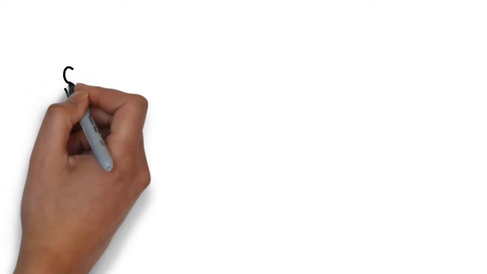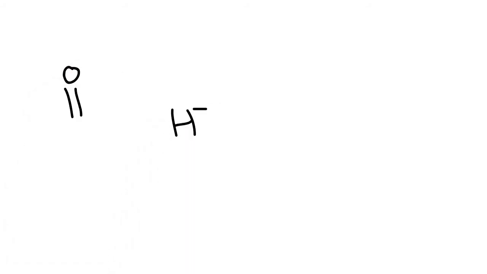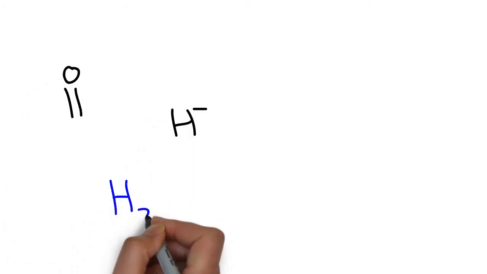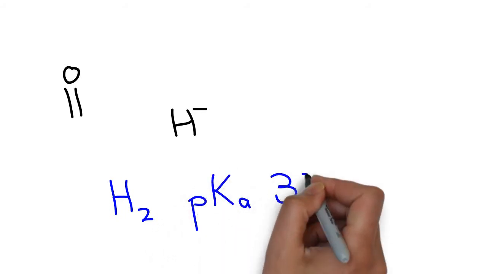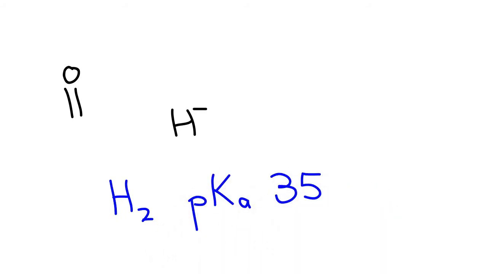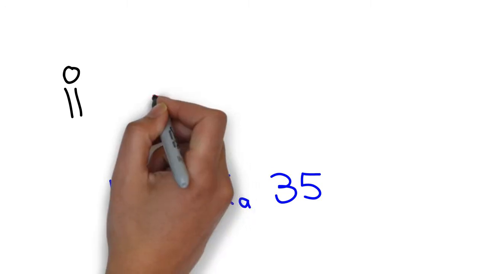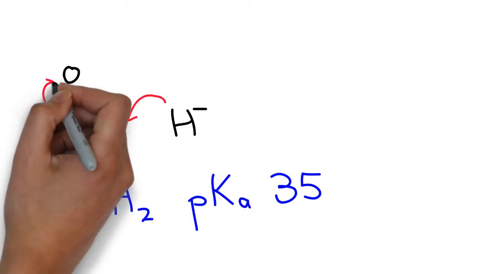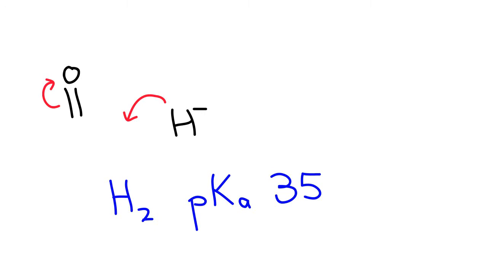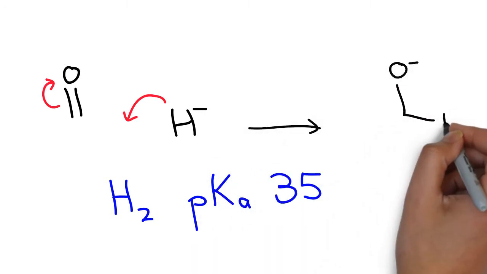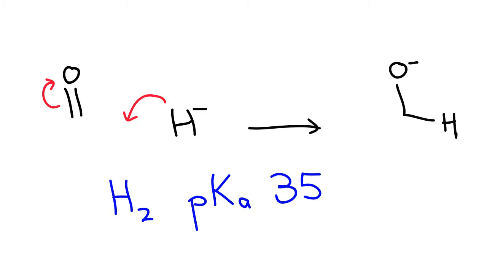Let's consider what happens when we take hydride nucleophile and react it with an aldehyde like formaldehyde. Hydride has a conjugate acid, dihydrogen H2, pKa 35. So hydride anion is unstable. If we can find a reagent that delivers hydride, it will deliver it to the carbonyl irreversibly and we will get the alkoxide of methanol.